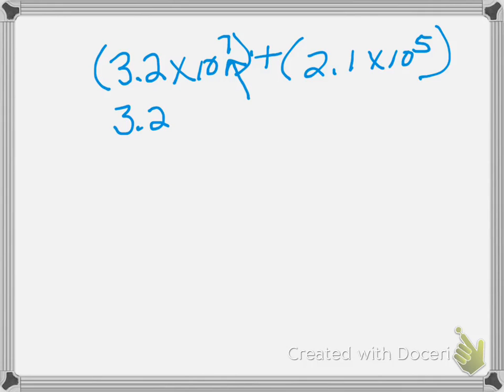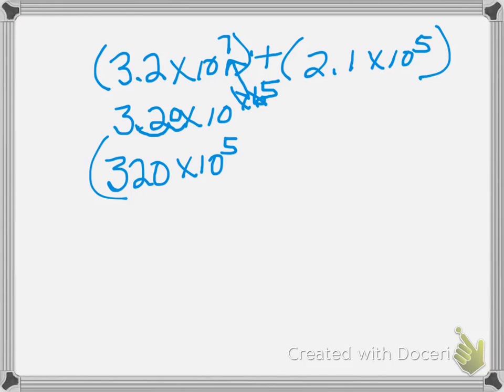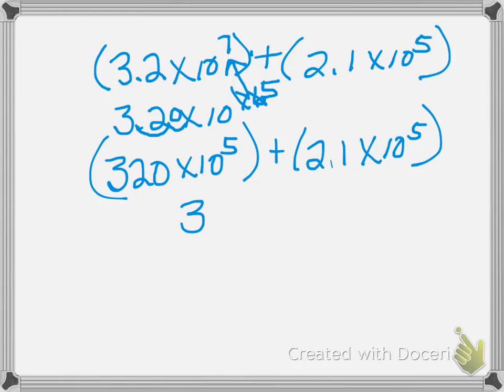If I have 3.2 times 10 to the 7th, I'm going to continually move my decimal over until my exponent becomes a 5. So when I move it once, 32, that becomes an exponent of 6. Move it one more time, 320, that then becomes an exponent of 5, and that's perfect. That's what I want. So my number is now really 320 times 10 to the 5th. I'm adding it to 2.1 times 10 to the 5th. When they have the same exponent, I can take the numbers and literally add these two together.